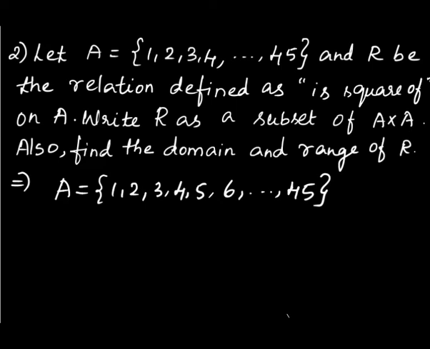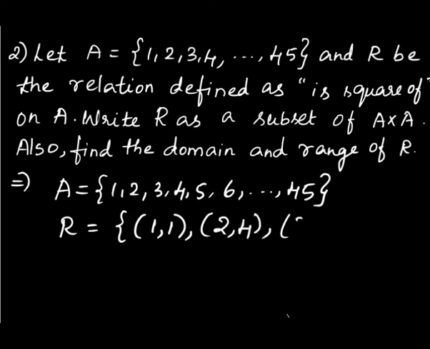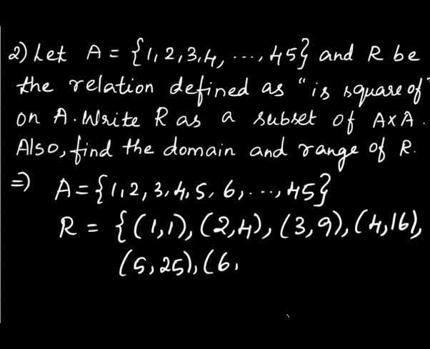So here they have defined the relation as 'is square of'. So we'll write the value of R. So for 1, the relation is 1 square, so that is 1. And for 2, the relation is 2 square, that is 4. And for 3, the relation is 3 square, 9. So 4, 16. And for 5, it is 25. And for 6, it's 36. And for 7 it's 49, but we can't write (7, 49) because here the A value lies between 1 to 45. It should not go beyond 45. So we'll stop here.